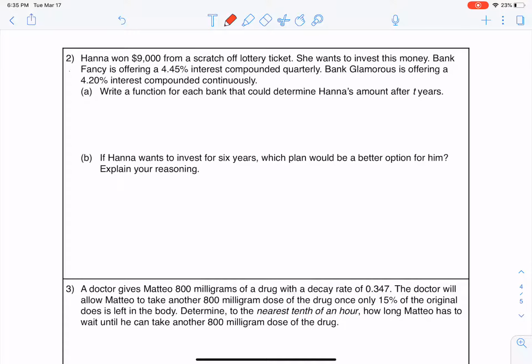So for question 2, we're asked to compare plans at 2 different banks. So for part A, we need to write a function for each bank. So I need to write a function for Bank Fancy and for Bank Glamorous.